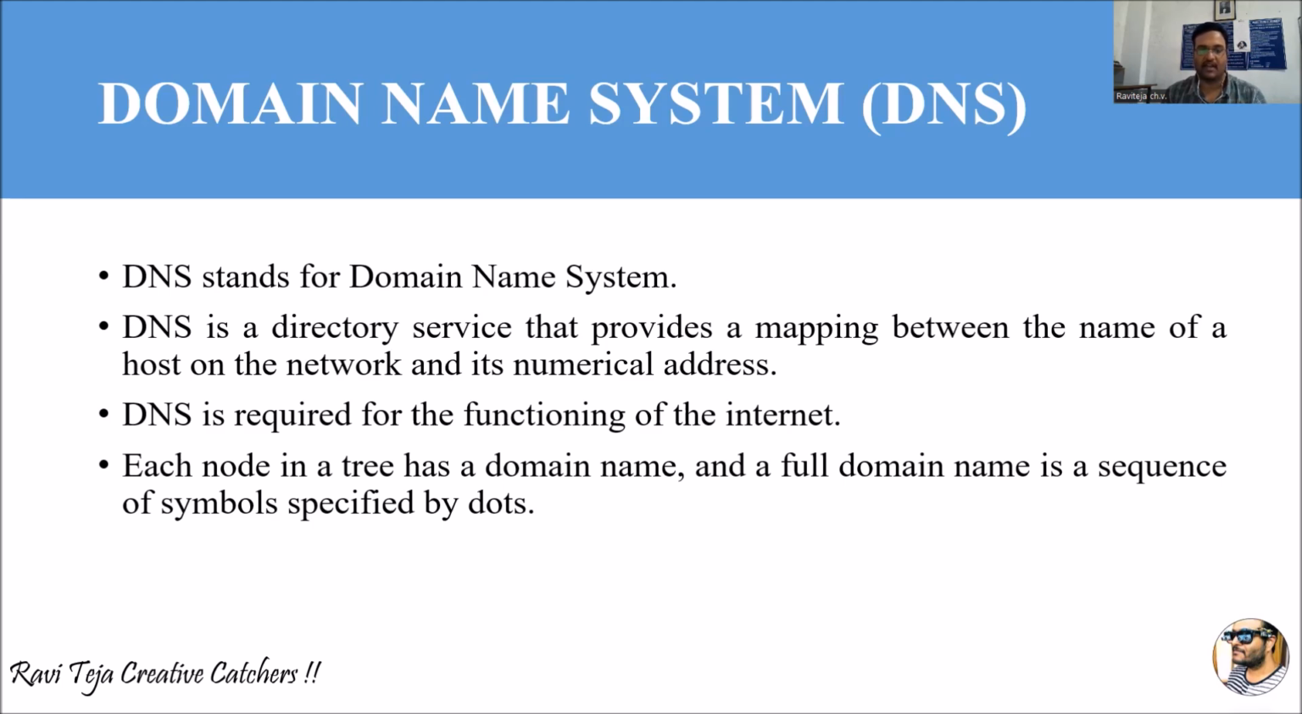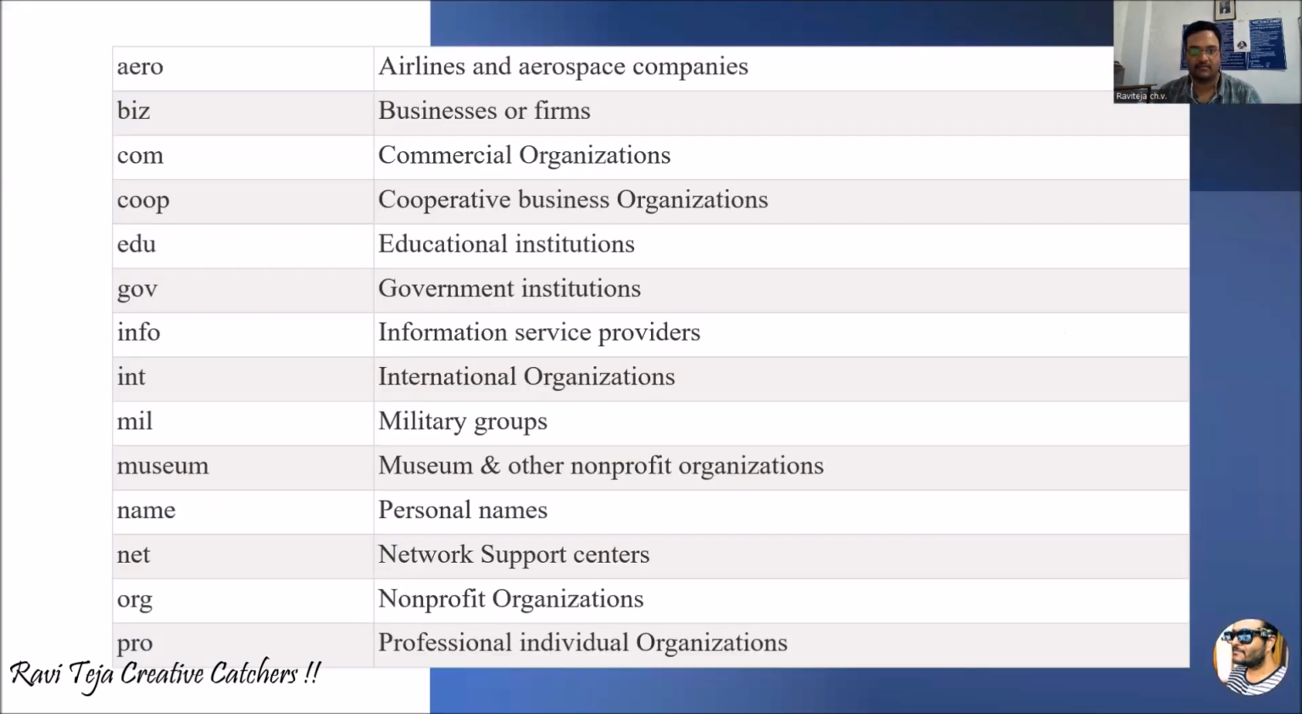As soon as you type anything in the search bar of Google Chrome or the web browser, based on the domain name service, it will be directed to the particular IP address. Based on that IP address, the particular web page, whatever we are searching for, will be located and displayed on the web browser, okay? So let's see some of the domain name systems.